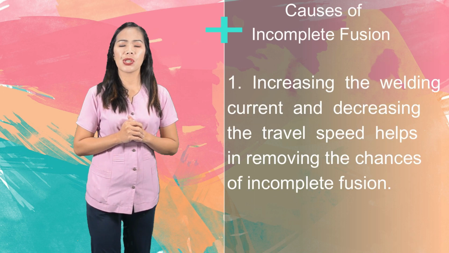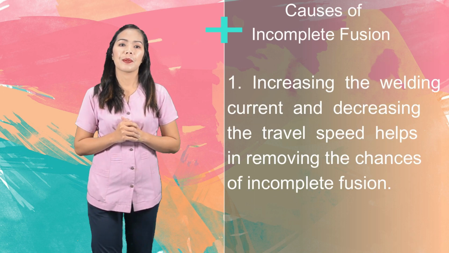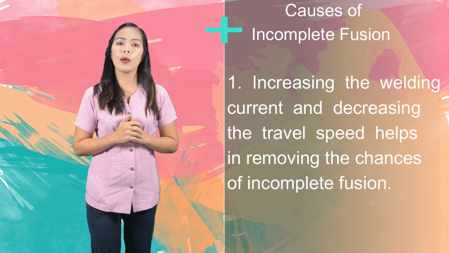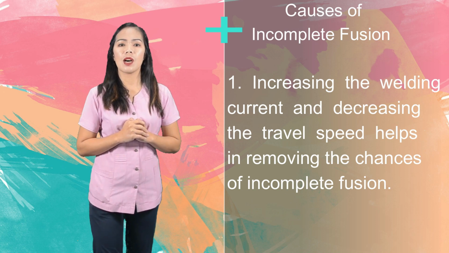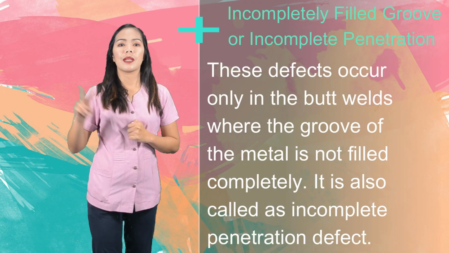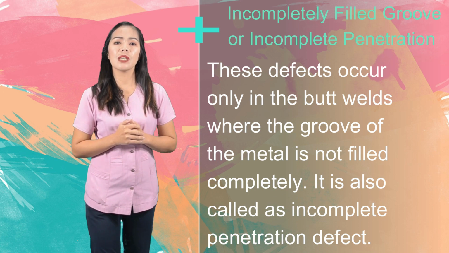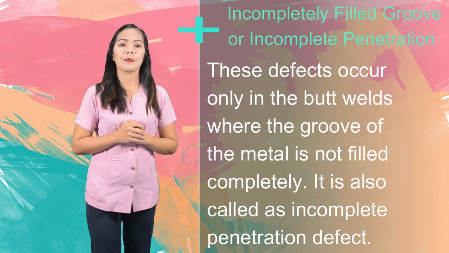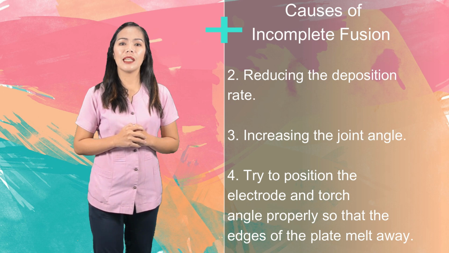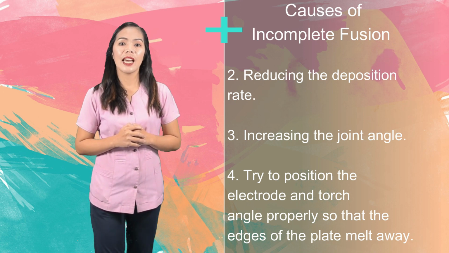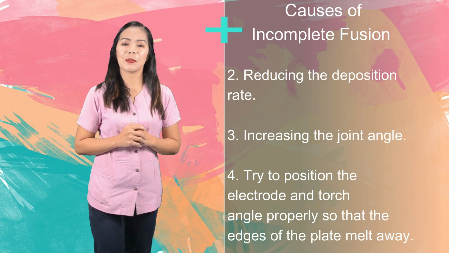Remedies for incomplete fusion. Number 1. Increasing the welding current and decreasing the travel speed helps in removing the chances of incomplete fusion. Number 2. Reducing the deposition rate. Number 3. Increasing the joint angle. Number 4. Try to position the electrode and the torch angle properly so that the edges of the plate melt away.